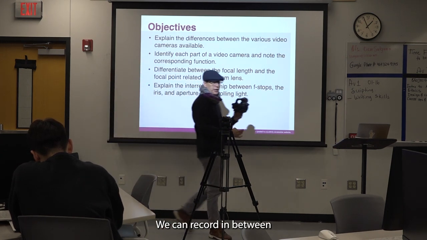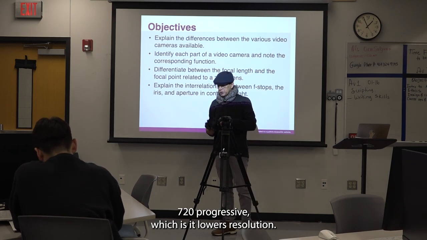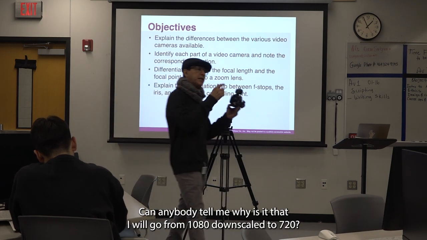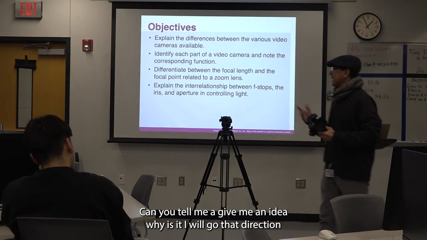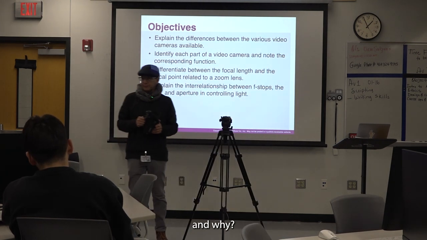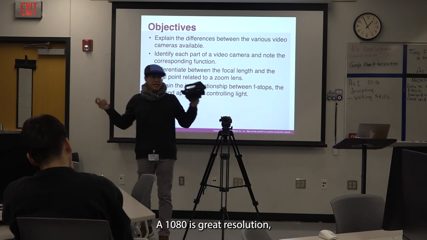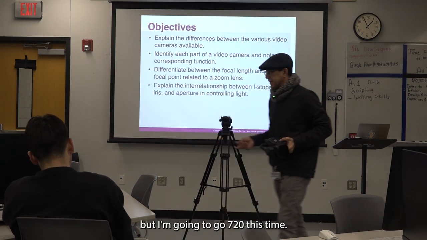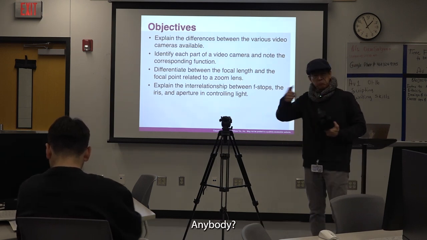We can record in between, down to 720 progressive, which is the lowest resolution. And why is it that I would do that? Can anybody tell me why I would go from 1080 downscale to 720? What do you think? Hey, 1080 is great resolution, but I'm going to go 720 this time. There are a few factors why I could do that. Anybody? Any idea?